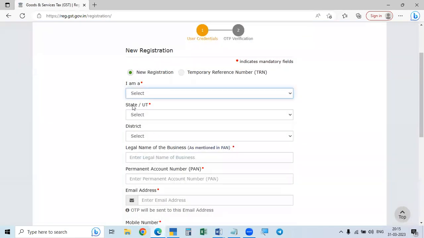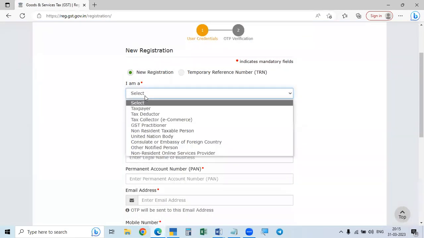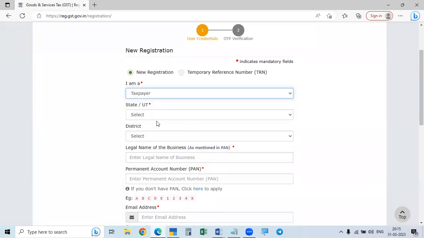We have to give our details here. New registration. I am a taxpayer, dealer, state, district, legal name. And one more thing I will tell you.